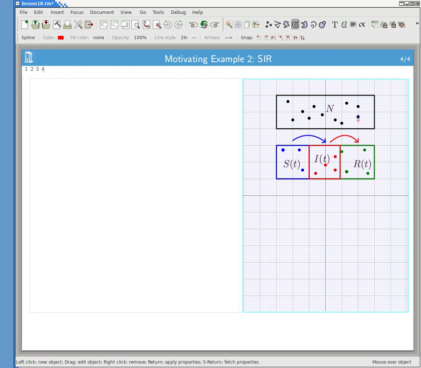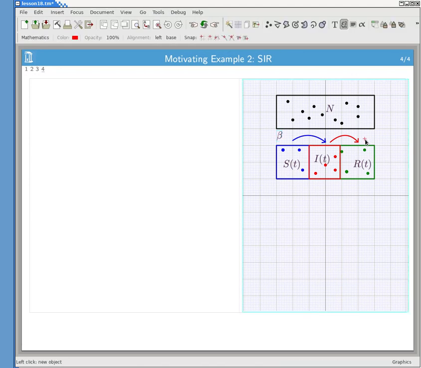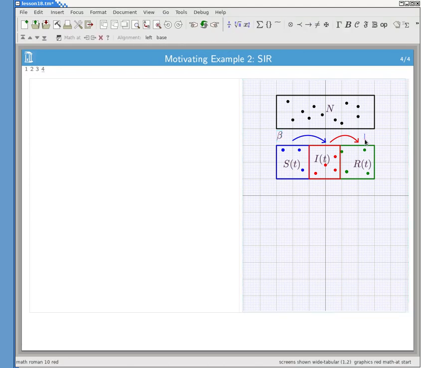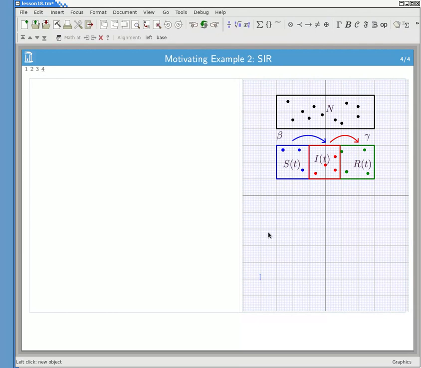We are also going to have a need to quantify the rates at which these transitions occur. So let's just say that the susceptible to infectious is something characterized by a parameter. Let's call it beta. And the infectious to recovered is characterized by another parameter, let's call that gamma. Let's now move on to the formulation of the model.